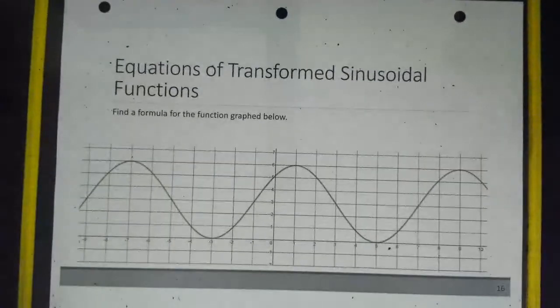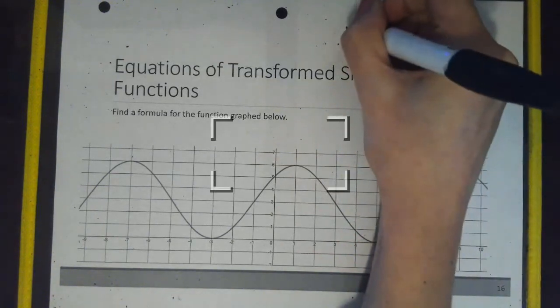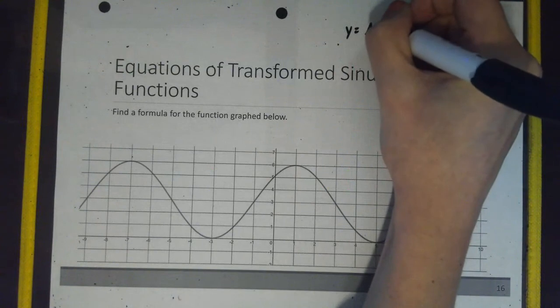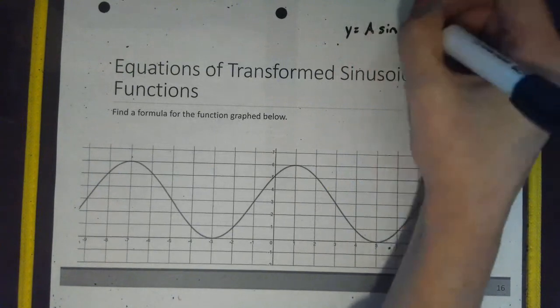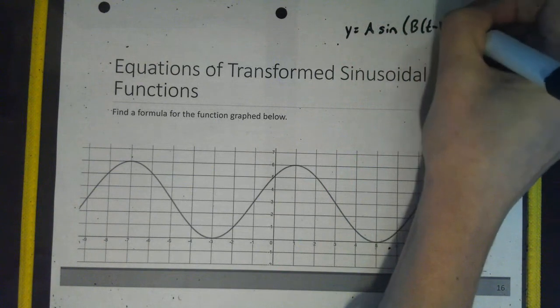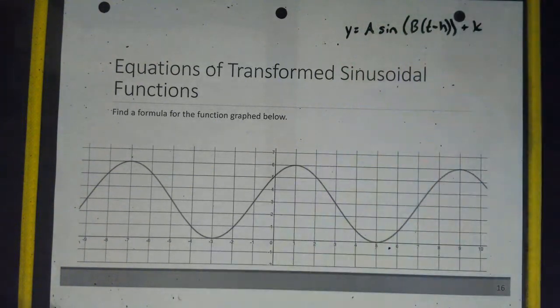All right, one more. We're going to find a formula for the function graphed below. I'm going to start by writing a very generic form of this. We had y is equal to a times the sine or cosine, I'll just use sine for now, of b times (t minus h) plus k.